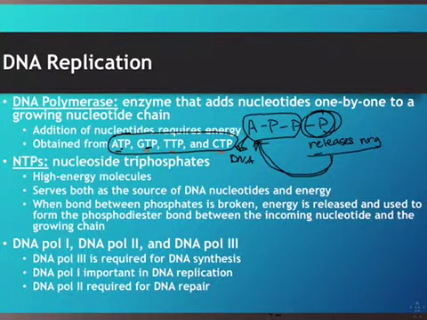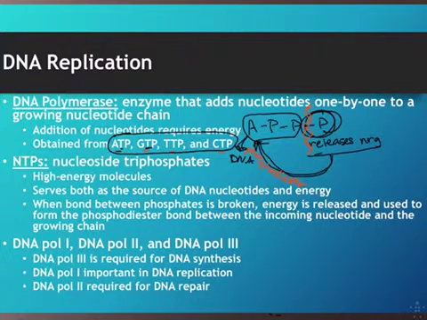When the bond between the phosphates is broken, so that would be this step right here, breaking that bond, energy is released and then used to form the phosphodiester bond between the incoming nucleotide and the growing chain. So remember, the bond that holds the nucleotide to the DNA, that's that phosphodiester bond. So the energy released helps make that phosphodiester bond.